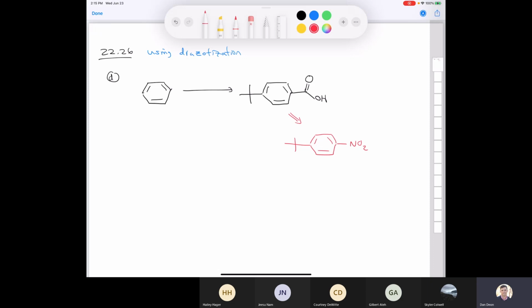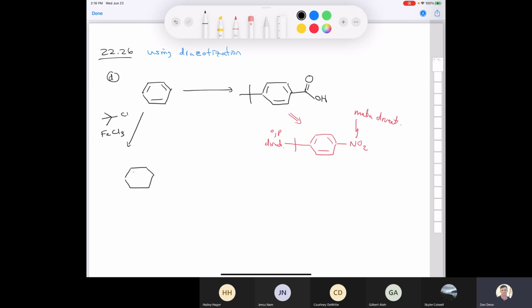So the first step is going to be putting in a nitro after we have this group, because this group is an ortho-para director, whereas the nitro is a meta-director. So it makes sense that we would put in the tert-butyl group first. How do we put in the tert-butyl group? Well, we'll use some Friedel-Crafts alkylation. We'll treat the benzene with tert-butyl chloride and iron(III) chloride, and that will install the tert-butyl group.